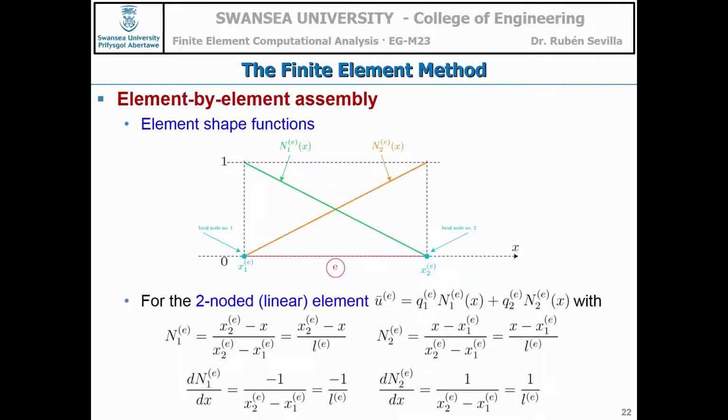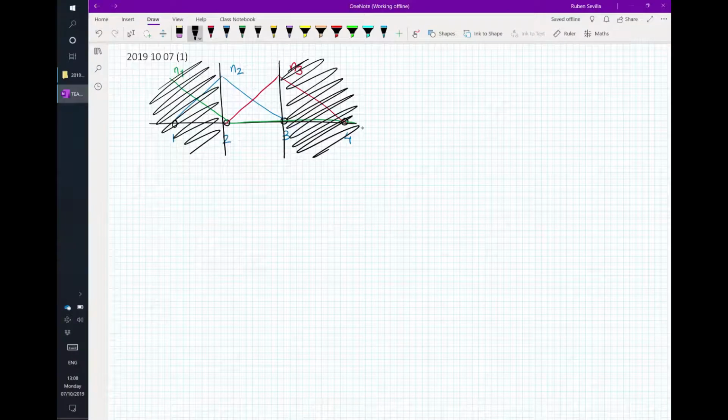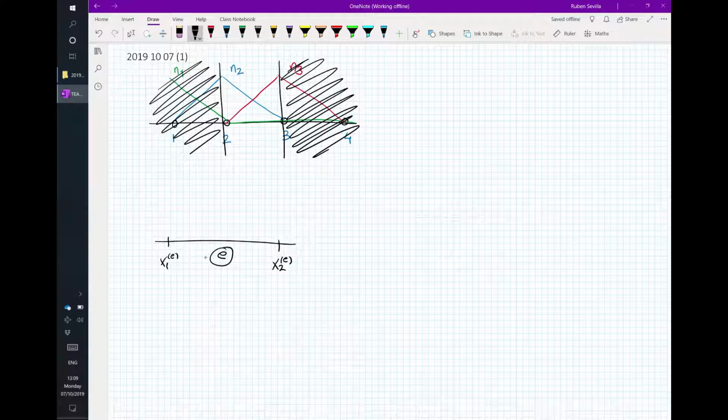Right. Let's do this. So I have one element. I'm going to name the nodes x1e, x2e. The e that goes on the top as a superindex means that we are talking about one element. Could be element number 1, could be element number 2. It's a generic element e. And now, I'm going to plot this shape function here. Goes from 1 here to 0 here. That's the only thing we know.